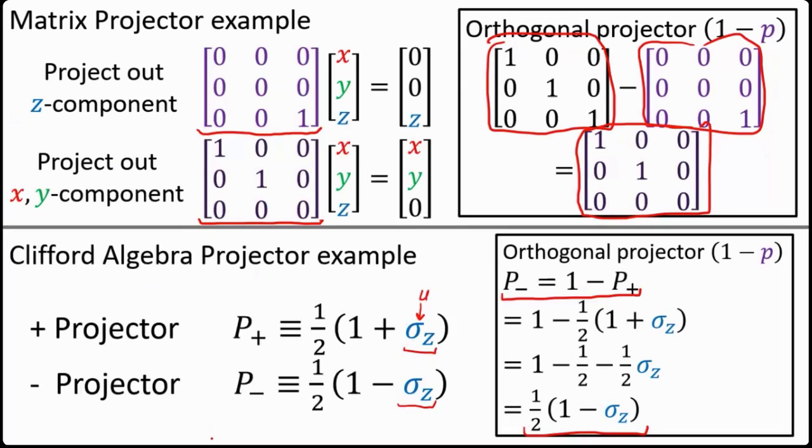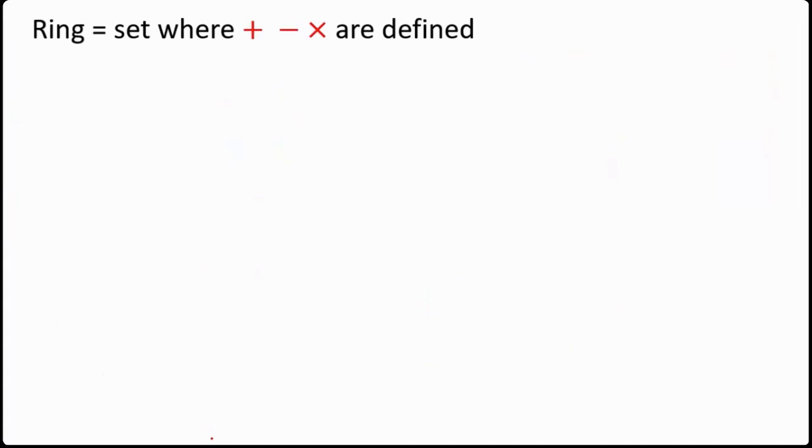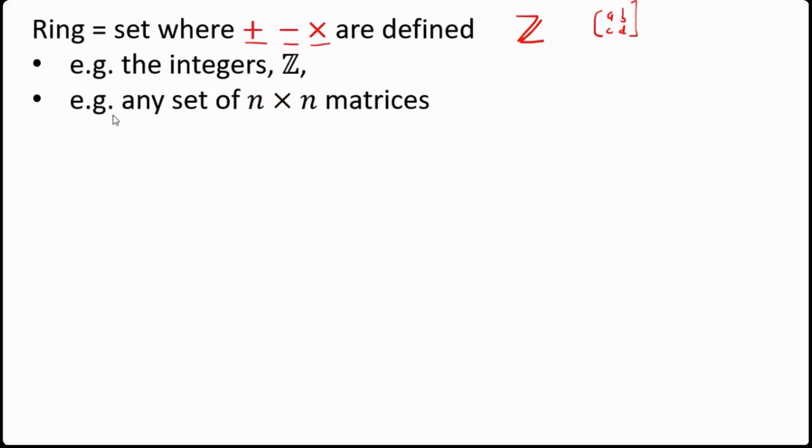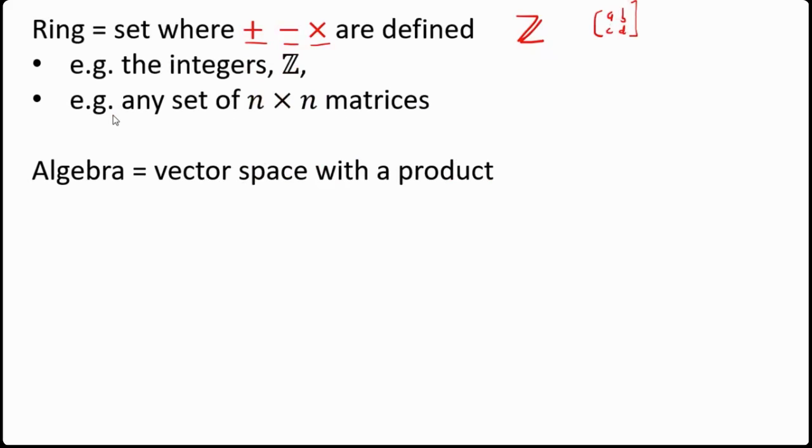All right, thanks. So these are some math definitions, just because I'm assuming some of you have not taken abstract algebra. A ring is just a word for a set where we can add, subtract, and multiply. So like the integers and matrices are rings. For matrices, you can't always invert them, so you don't always have division, but you always have plus, minus, and multiplication.